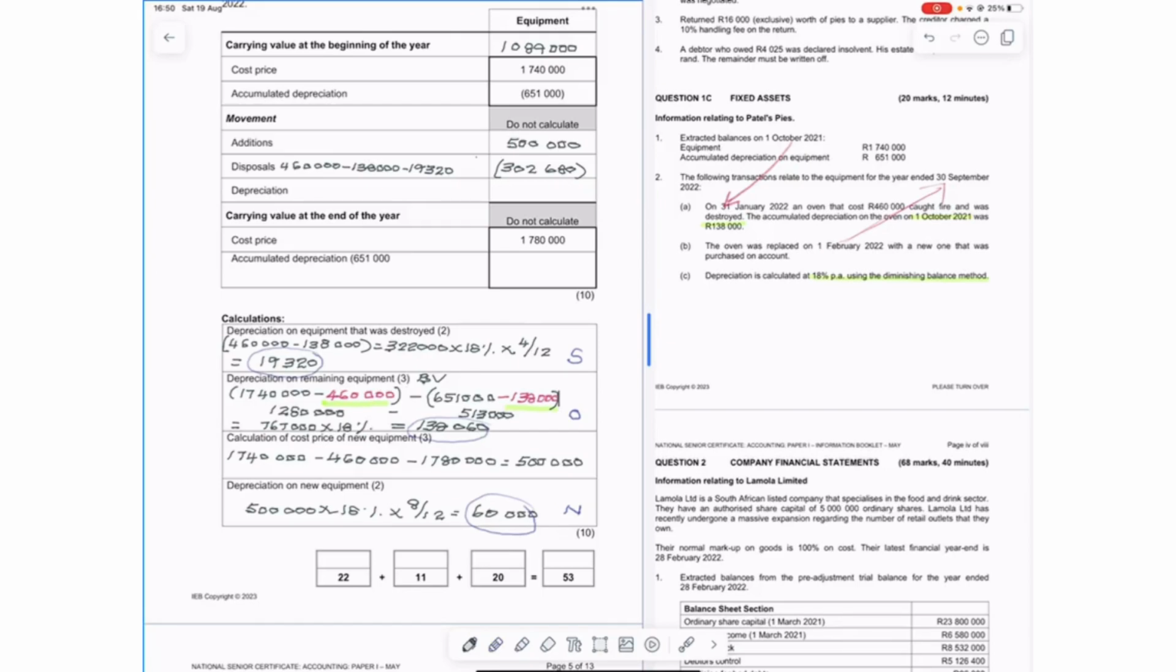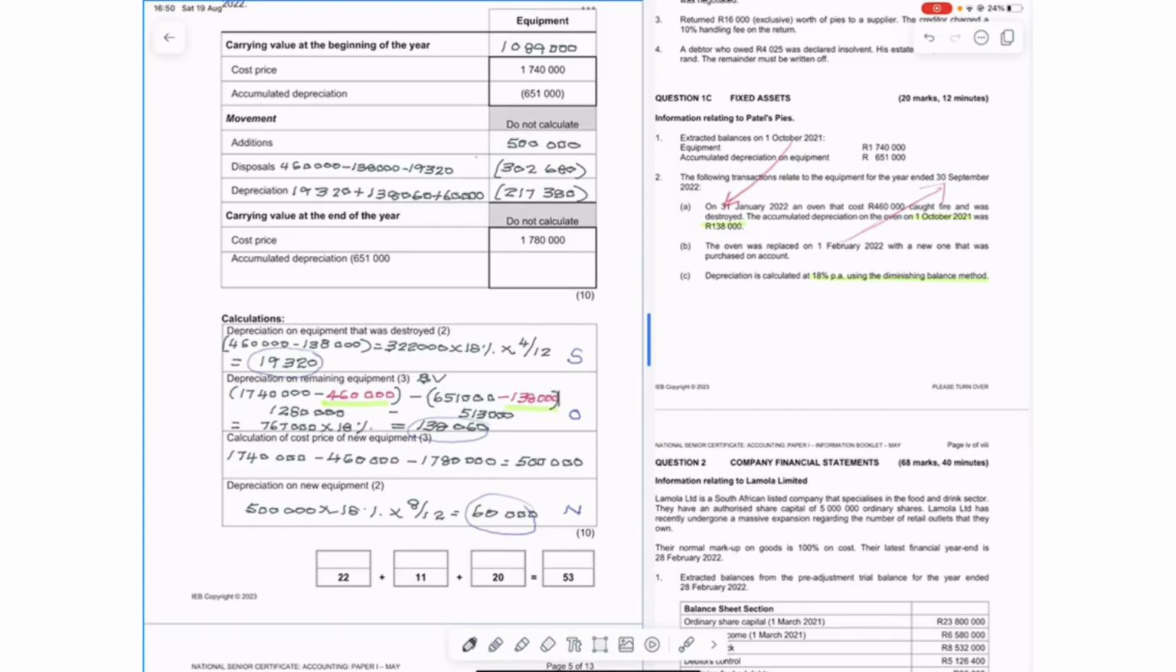So your answer for your depreciation will be 19,320 plus 138,060 plus 60,000. So current year's depreciation, 217,380. Perfect. Doing well.